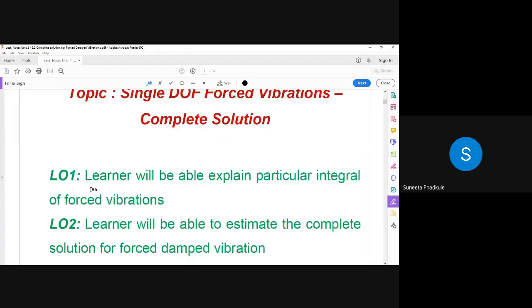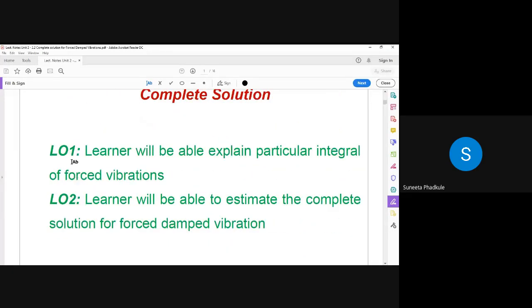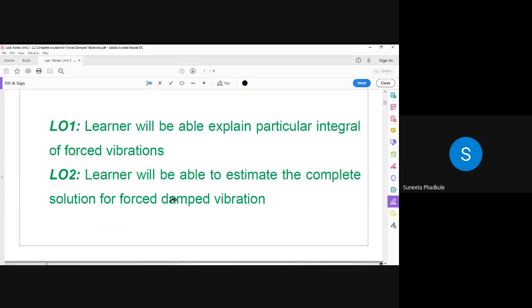There are two learning outcomes of today's lecture. The first learning outcome is that you will be able to explain the particular integral of forced vibration, and learning outcome 2 is that you will be able to estimate the complete solution for forced damped vibration.